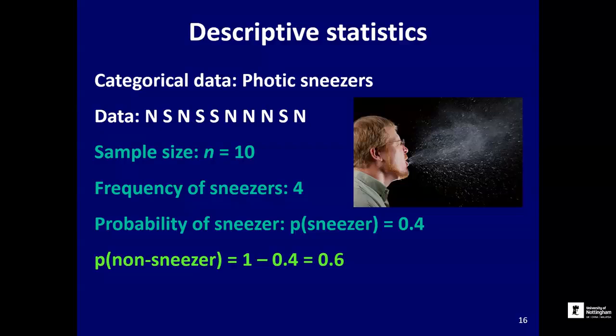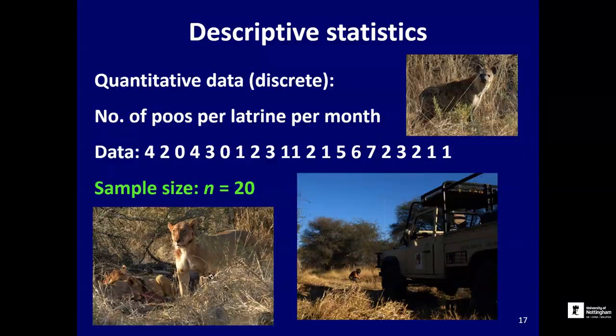And you can mess around with this. You can say, well, what's the probability of not being a sneezer, which is obviously 0.6. Okay, so that's categorical data, and we're quite restricted with that kind of data set in what we can say. But as soon as we have quantitative data, we can say a little bit more using descriptive statistics. So let's look at a real example this time.